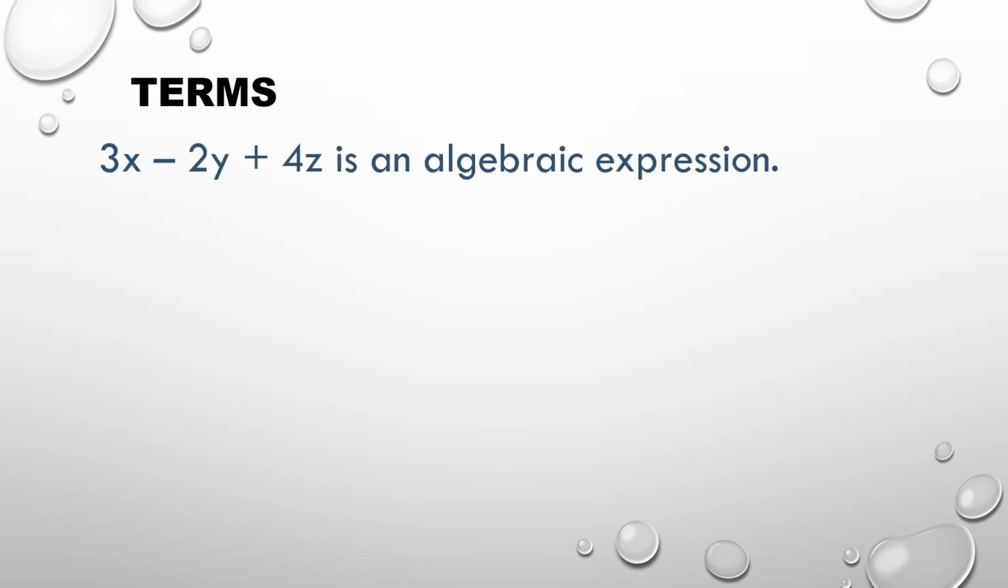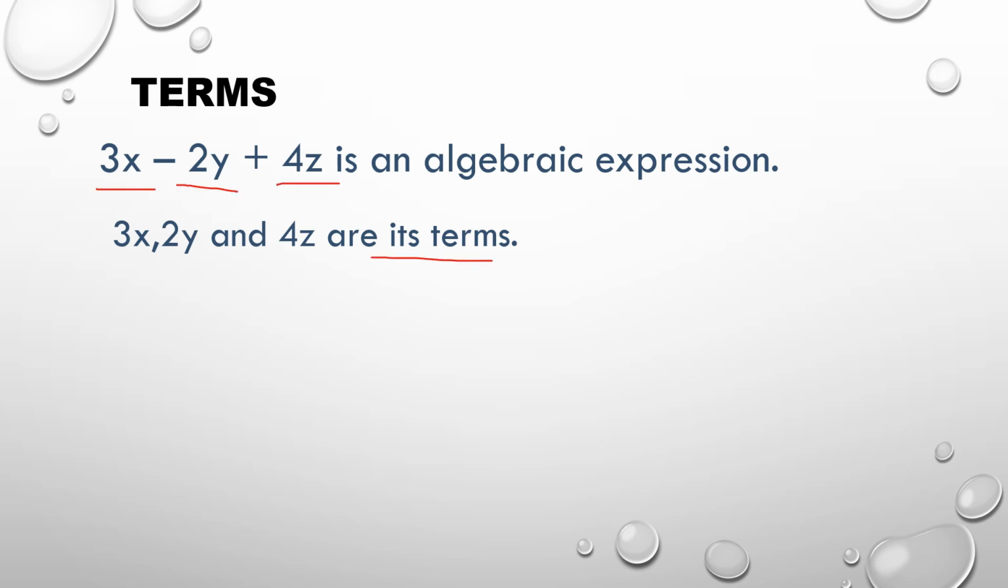Now let us learn what is a term in algebraic expressions. For example, 3x minus 2y plus 4z is an algebraic expression. 3x, 2y and 4z are its terms. So these are called as what? Its terms.